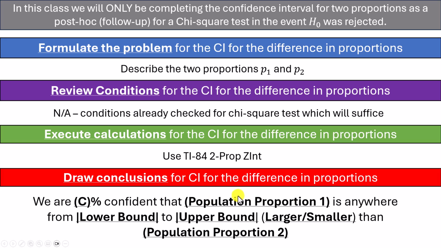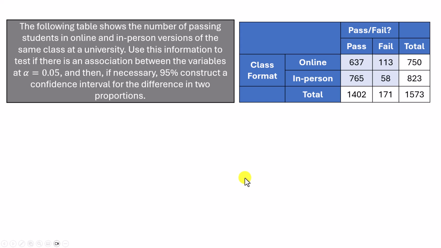And then finally, we will draw conclusions by writing a conclusion statement that has that form that we looked at from before. So let's go ahead and look at a full example, and we're going to do a truly full example in that we're going to do the chi-square test first, and then we're going to do the post hoc as the confidence interval for the difference in two proportions.